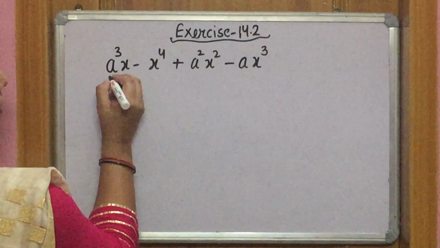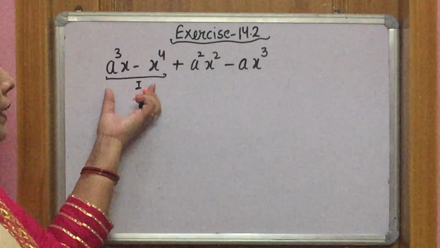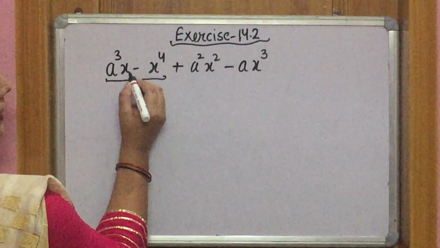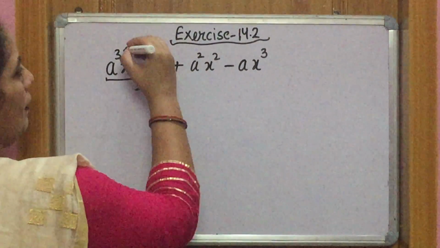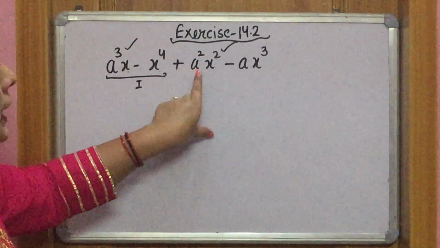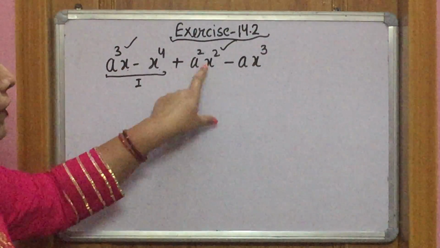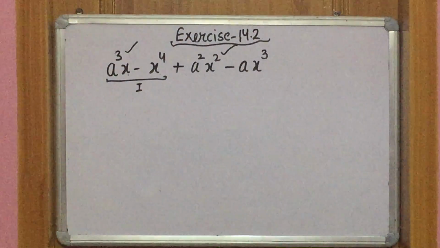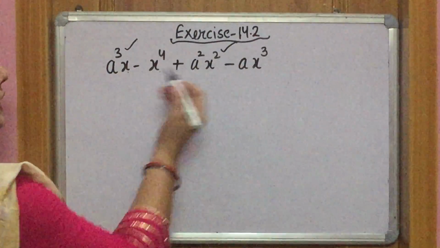If we try to make the first group of these two terms, then we observe here we can take only x as a common. But if we make a group of the first and third term, then a square, 2 power of a and 1 power of x, these two can be taken as a common. So we will make a group of the first and third term.